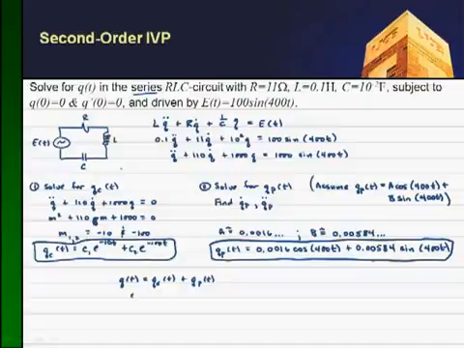So I get Q of t is equal to the complementary part, C1 e to the minus 10t plus C2 e to the minus 100t, plus 0.0016 cosine 400t plus 0.00584 times the sine of 400t.